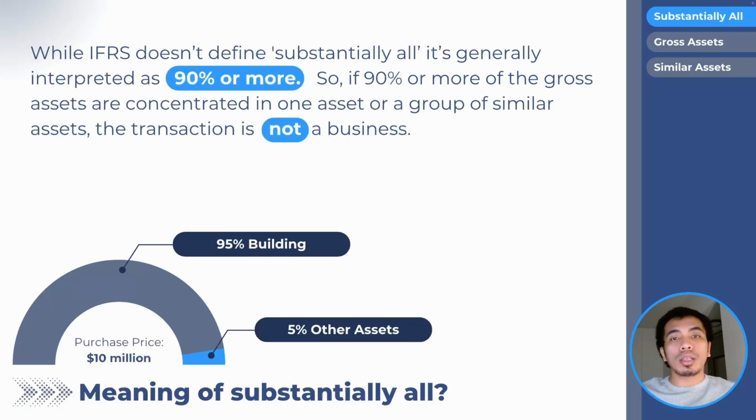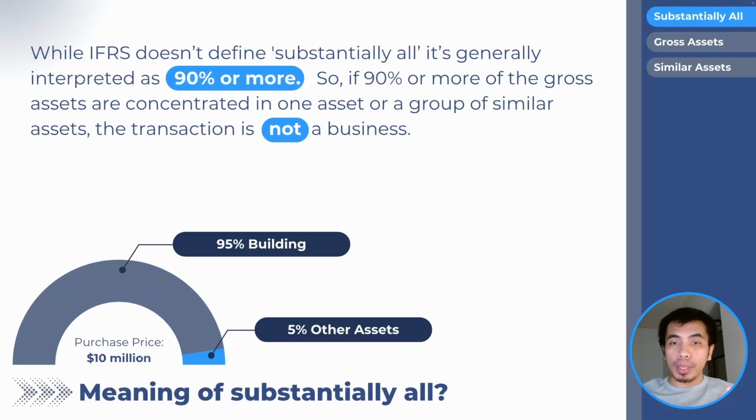For instance, if you acquire 10 million worth of assets, so the fair value of the assets is equal to 10 million and you paid exactly that amount, and 9.5 million or 95% of the amount that you paid is attributable to a single building. The concentration test is passed or it is met. And it means that this transaction is not a business combination. So that is all about what substantially all means.